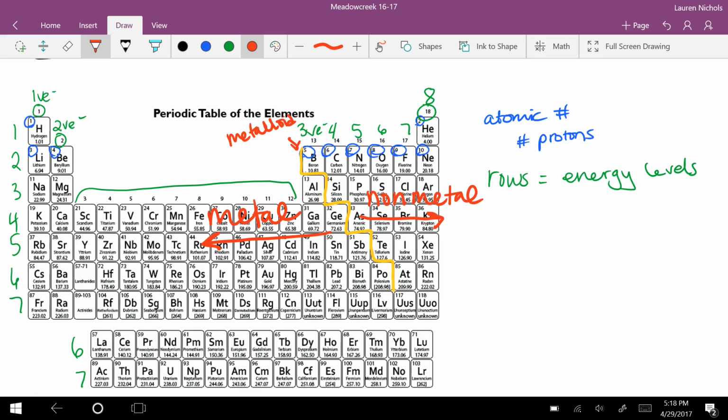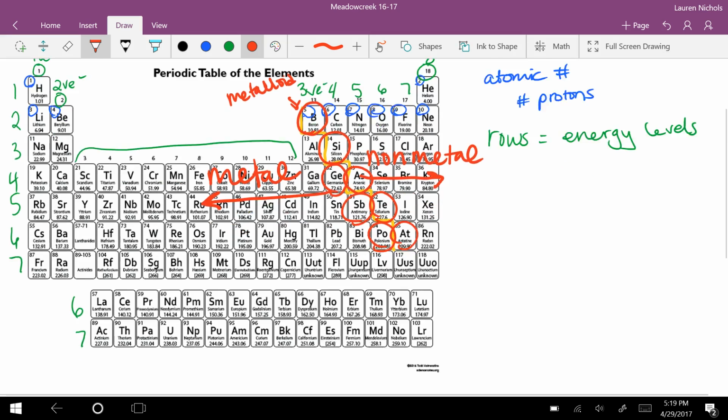Now the exception is aluminum, so only boron, silicon, germanium, arsenic, antimony, tellurium, polonium, and astatine are metalloids. These are the metalloids that we are aware of. Aluminum, even though it touches the staircase, acts just like a metal, which is probably familiar to you. Aluminum is very common. So let's talk about the properties of metals, nonmetals, and metalloids.